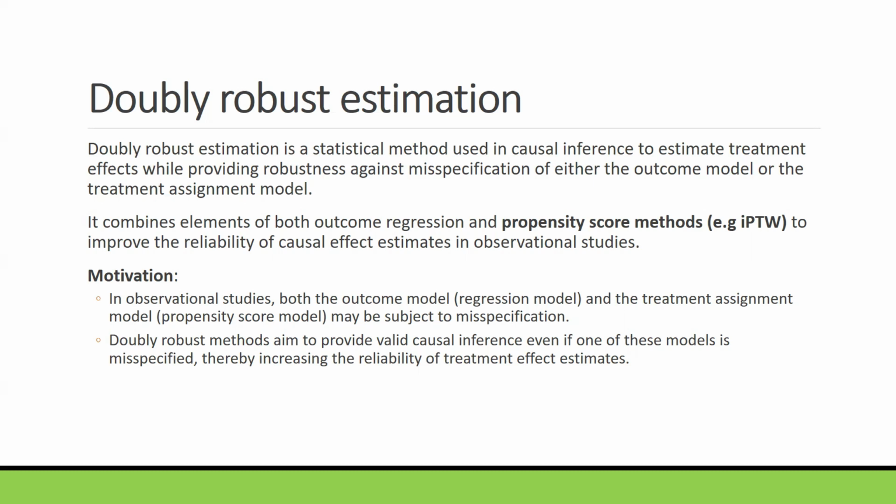In both cases, we may misspecify our model. When we rely on G computation, we may misspecify. When we rely on inverse probability treatment weighting, we may misspecify. So why don't we combine both methods, the element of both the propensity or inverse probability and also the regression, so that we can get an estimate? What is the motivation behind doubly robust estimation? Just to get a consistent estimate of the treatment effect when either the propensity score or the outcome model is correctly specified, just either of the two.